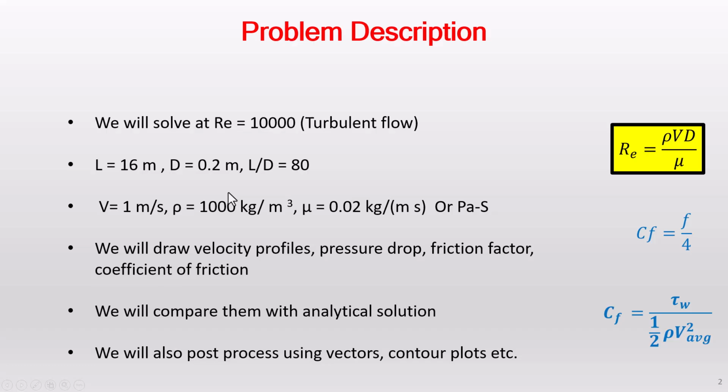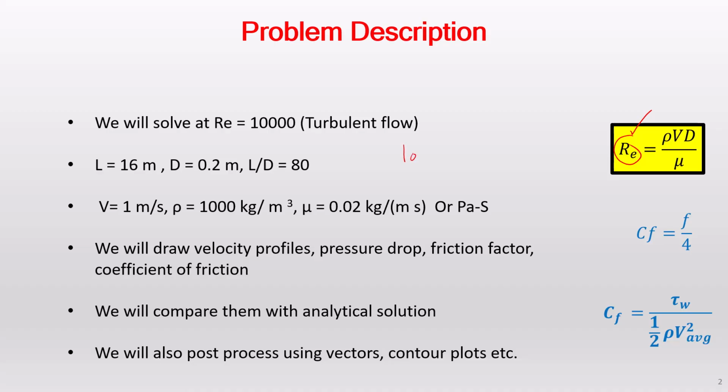Okay, so starting with the problem description: we will be solving the problem at Reynolds number equal to 10,000 in a CFD study. I have taken the length equal to 16 meters and diameter equal to 0.2 meter, so L by D is 80. I have taken the velocity equal to 1 meter per second, density 1000 kilogram per meter cube, and the viscosity is a result of the solution of the Reynolds number equation. I cannot give every parameter directly, so it should match the Reynolds number value.